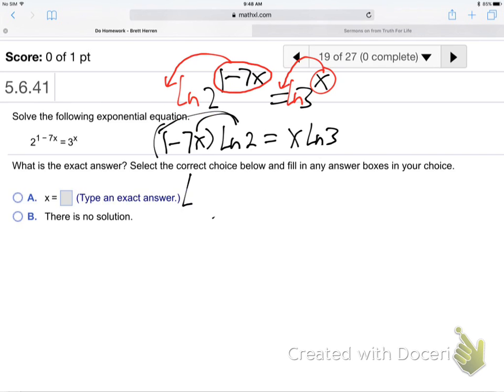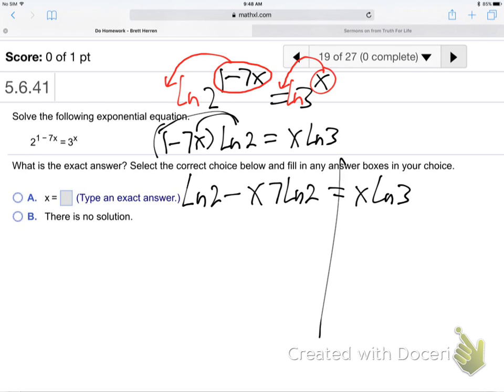1 times ln2 is ln2 minus 7x ln2 equals x ln3. Everybody tracking with me? You could put these in any order. I like to put the x in the front. It's just easy to see the rest as numbers that way. There's the wall of separation. Everybody good so far? So I just took that ln2 times 1.